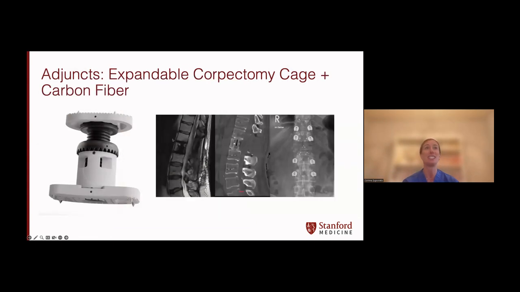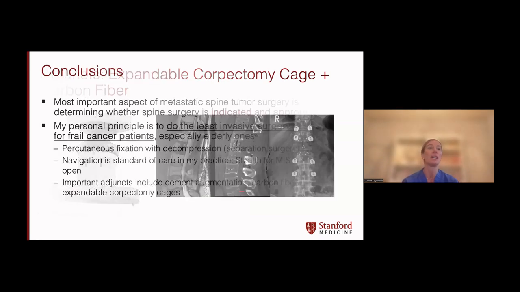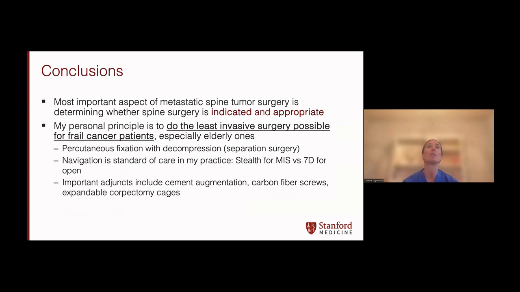And then I haven't used these yet, but this is an exciting new option: these carbon fiber expandable corpectomy cages as well. So in conclusion, the most important aspect of metastatic spine tumor surgery is determining whether spine surgery is even indicated and appropriate for this patient, right? My personal principle is to do the least invasive surgery possible for frail cancer patients. And percutaneous fixation with decompression and separation surgery is a big mainstay of this.